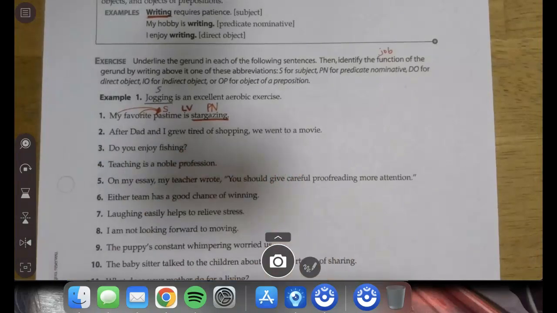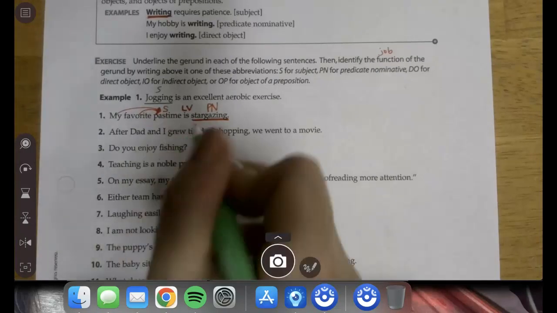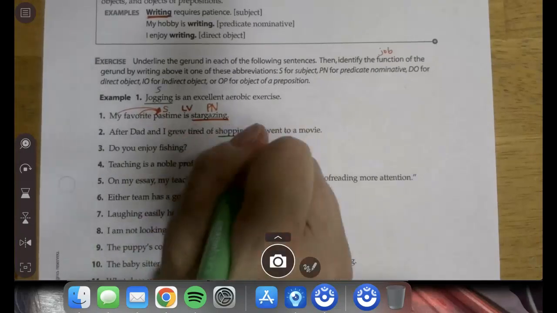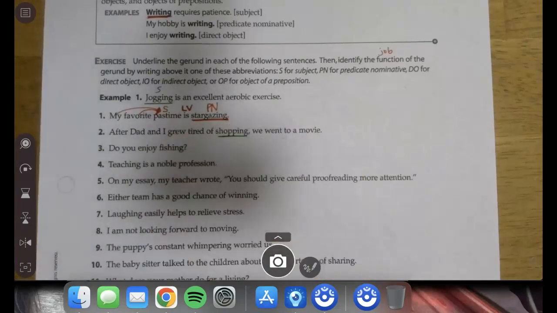So I'm going to go through here, and I'm going to look for the verb that ends in ing, and shopping is the gerund here. So now I'm going to go through my jobs. I'm going to look for any phrases that I could get rid of.